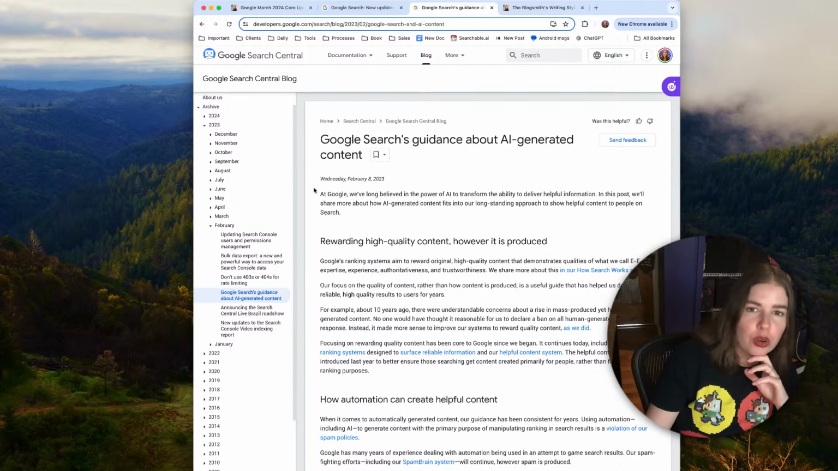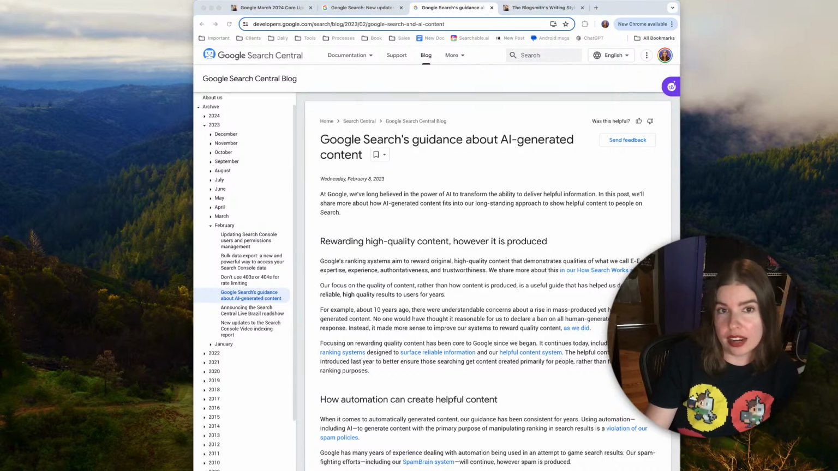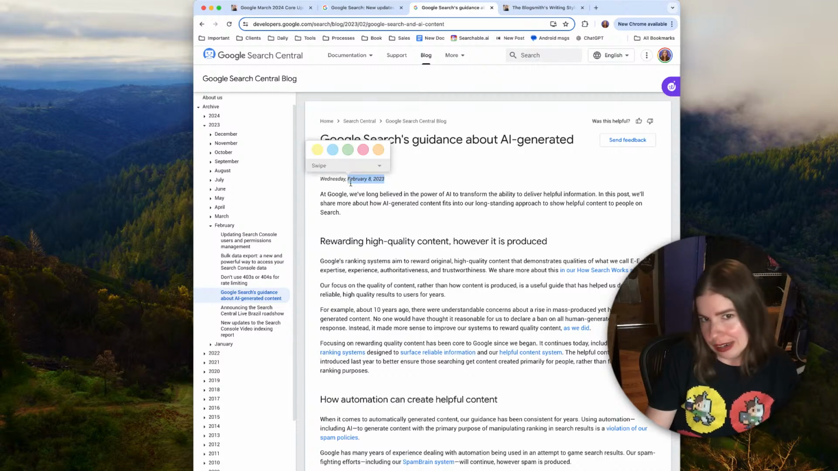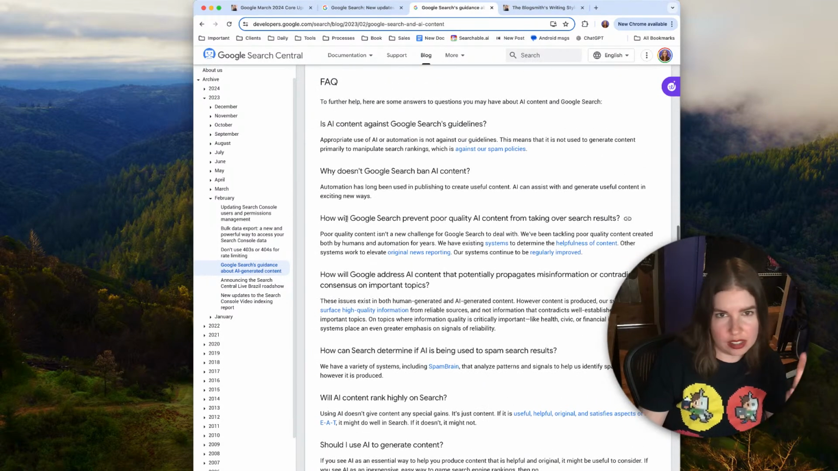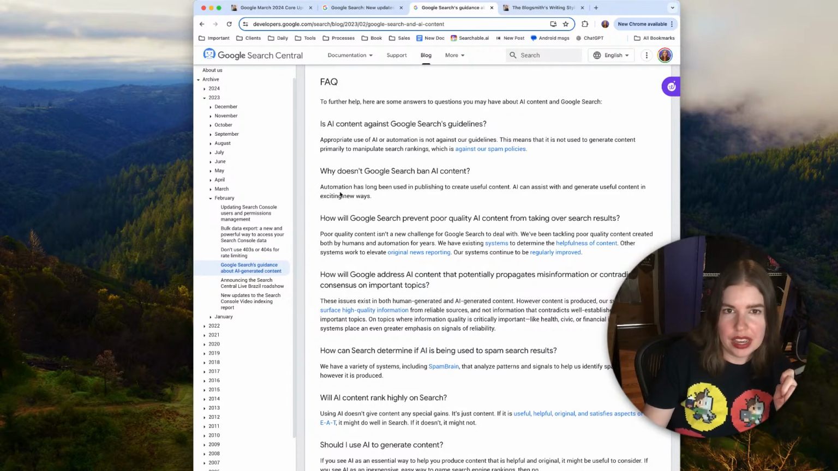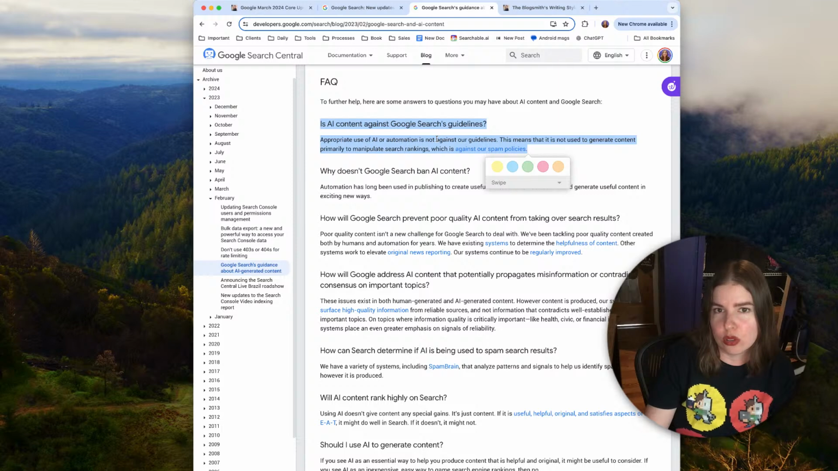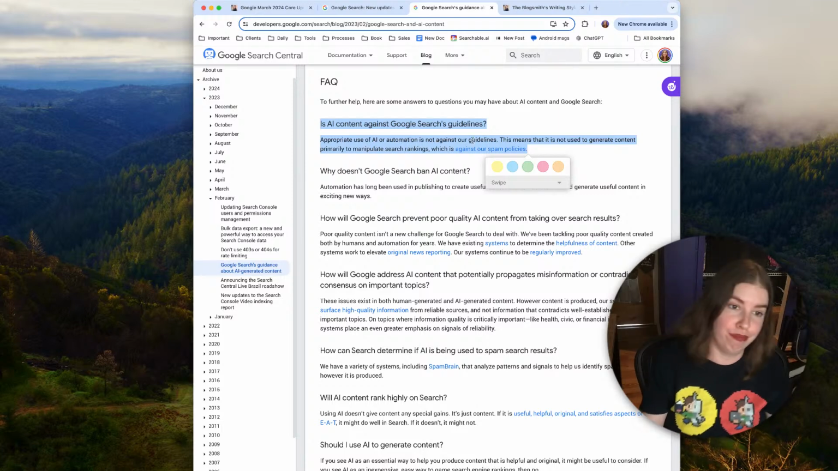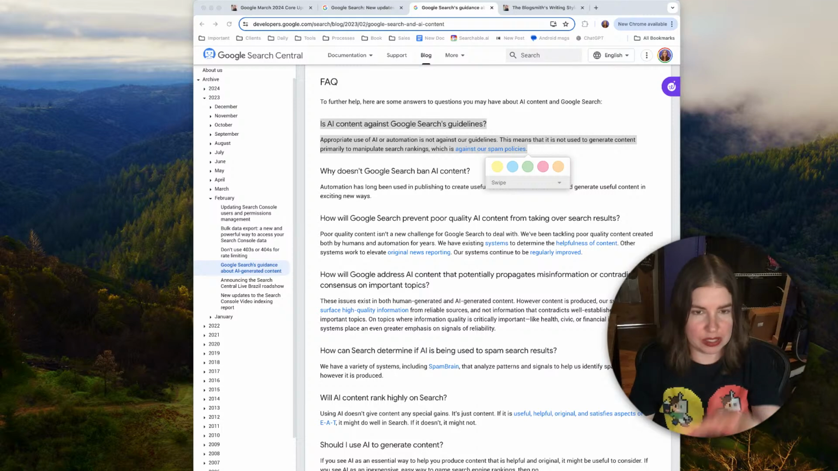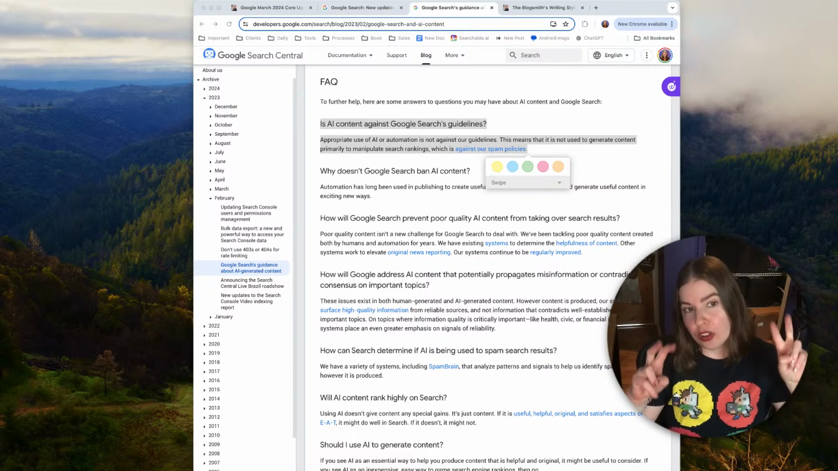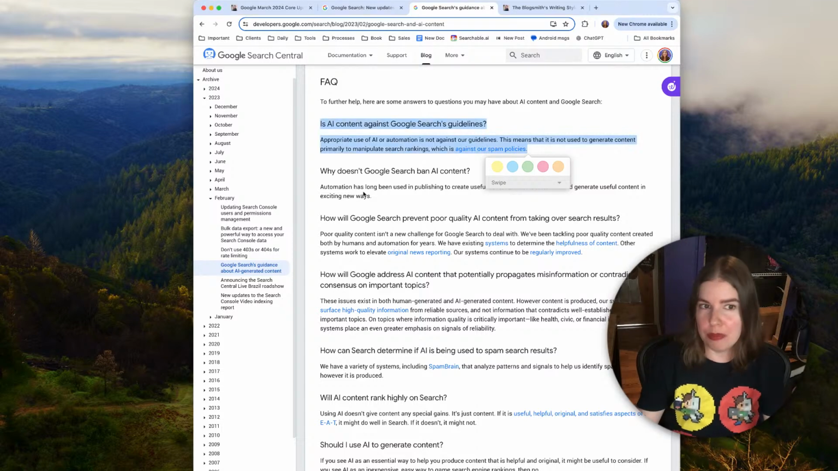resource from Google, which is their stance on AI generated content. As you can see, this was published a year and plus ago. Some of it has changed slightly since, but the most important thing is right here. Is AI content against Google search's guidelines? It's not, full stop. They give some specifics here as to how you can still create helpful content, something that wouldn't be considered spam.